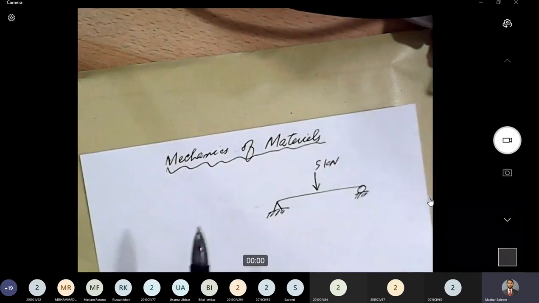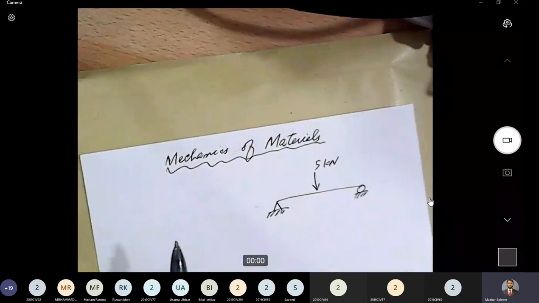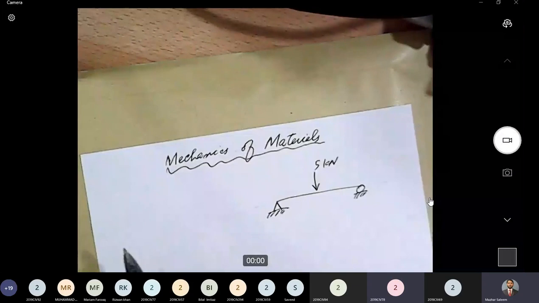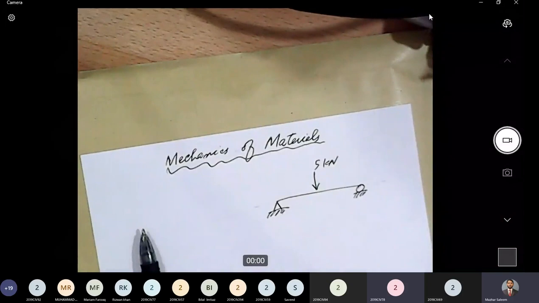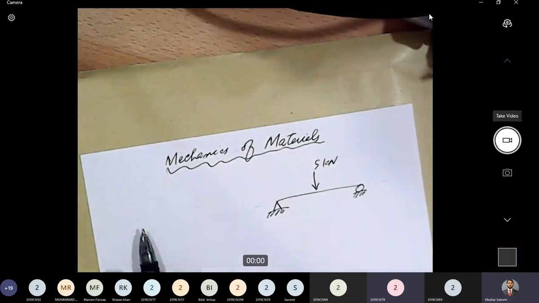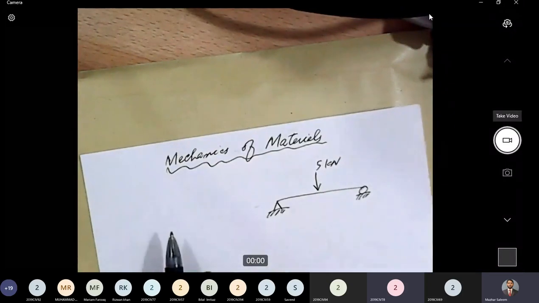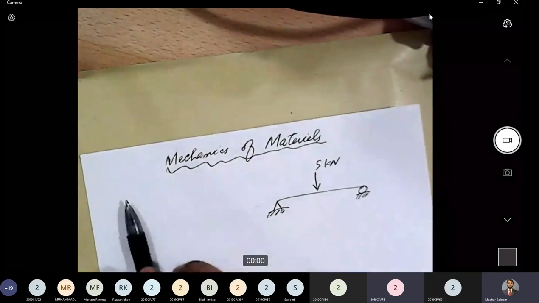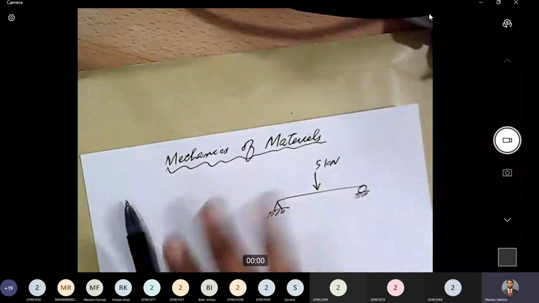So can you tell us something about different types of supports? Yes, sir. There are three types of supports: hinge support, roller support, and fixed support. Roller support bears only one force, fixed support bears two forces, and hinge support bears three types of forces.